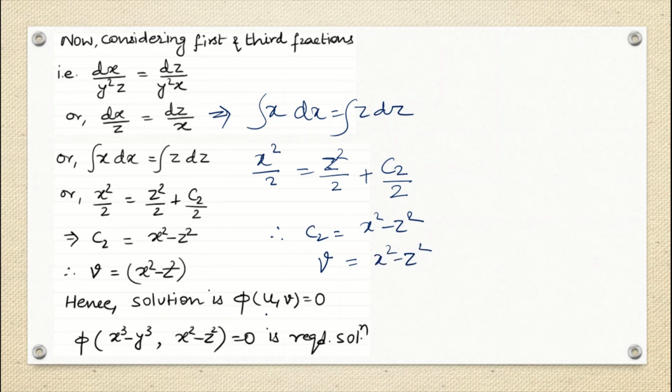So finally you have written down the solution, which is some arbitrary function phi of u, which you have just got, and v, which is x square minus z square, equals 0. So this is the method which is called the method of grouping.